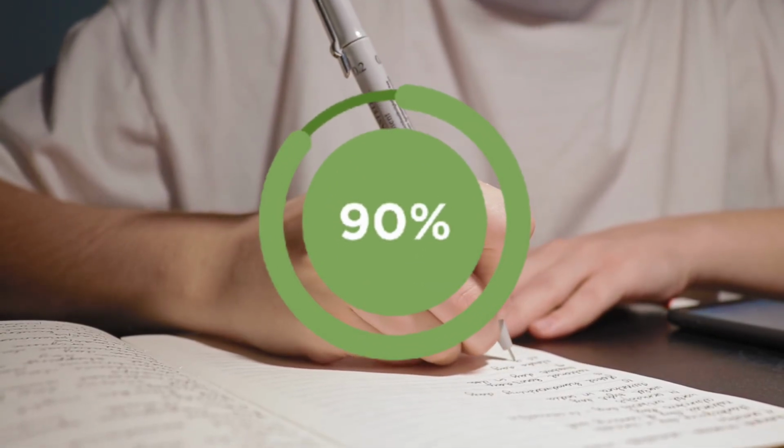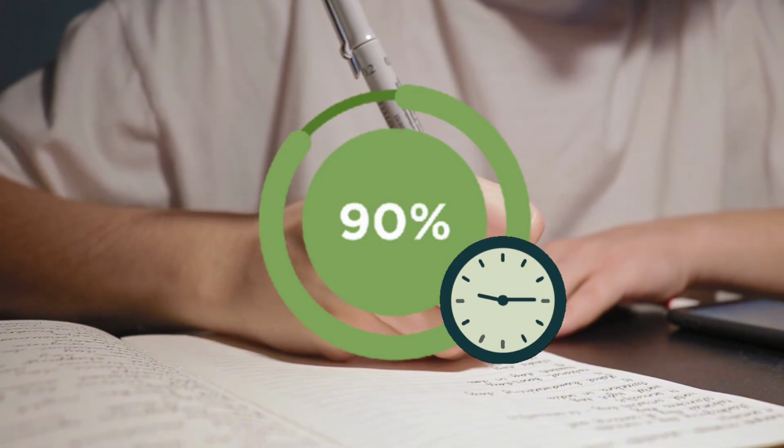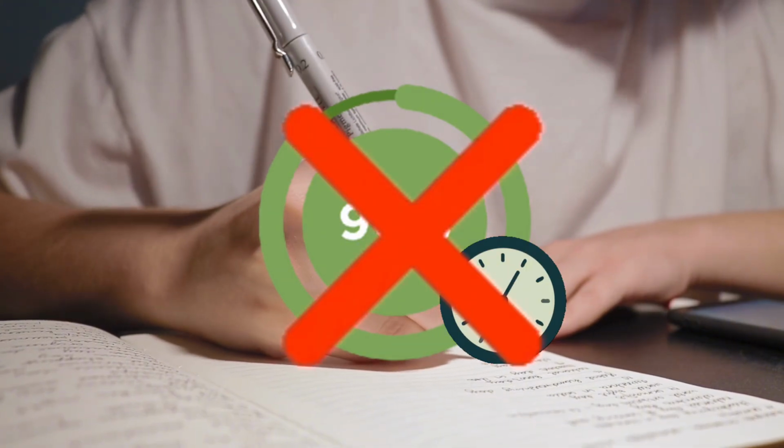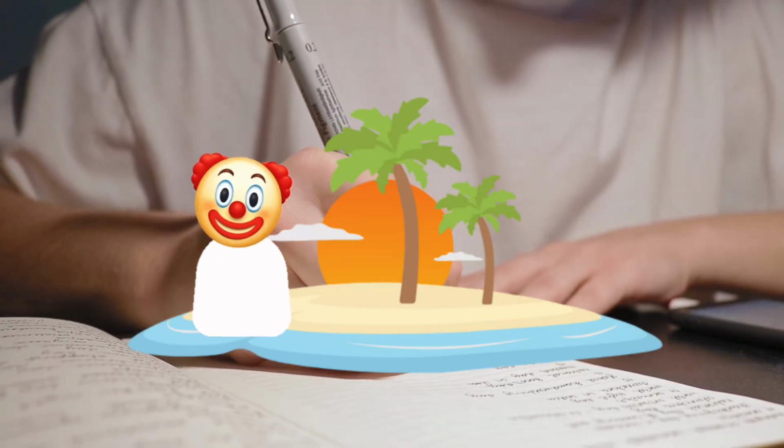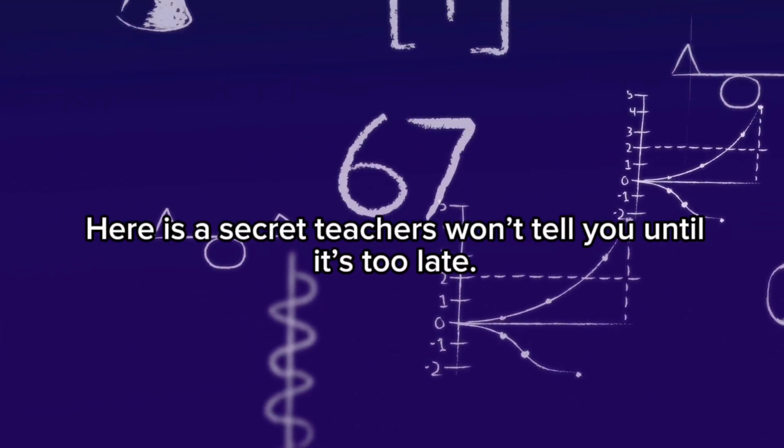90% of what you spent hours memorizing in pre-calculus is completely useless for Calc AB. If you spend your summer studying the wrong things, you're setting yourself up for a brutal September. Here is a secret teachers won't tell you until it's too late.